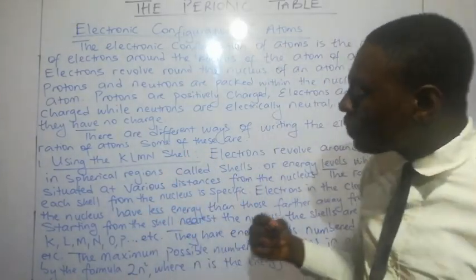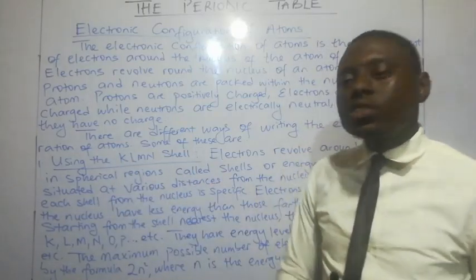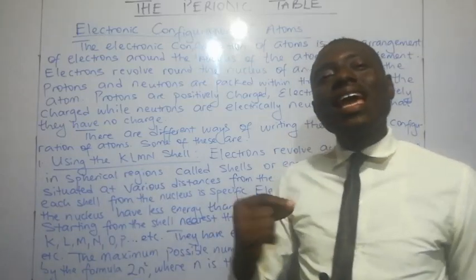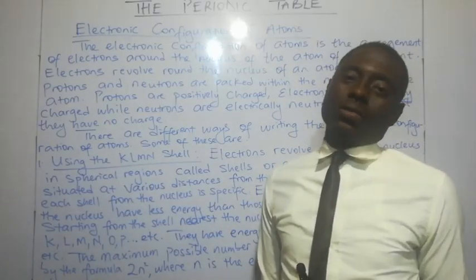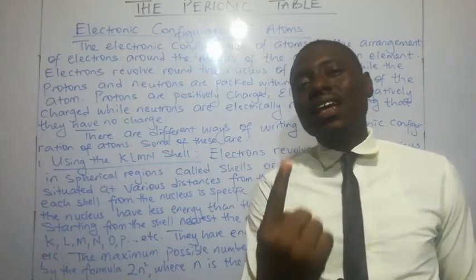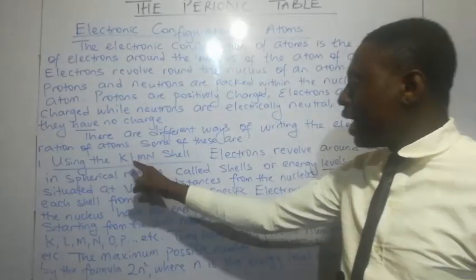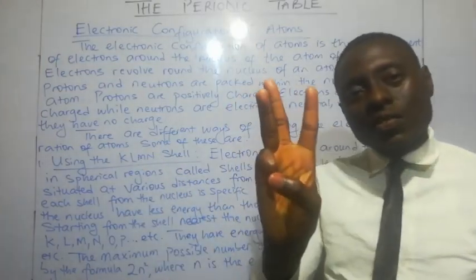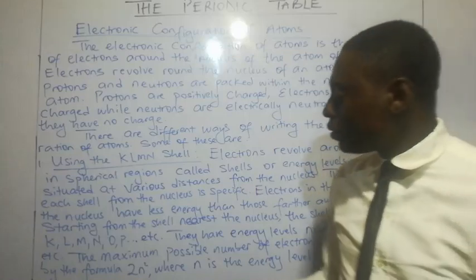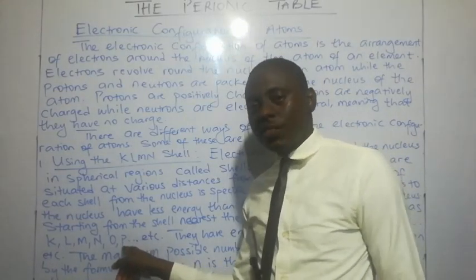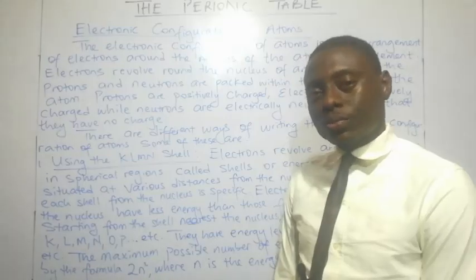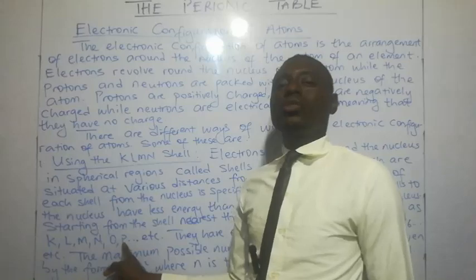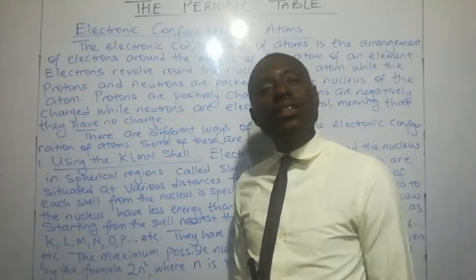So the first shell is K, the second shell is L, the third one is M, and it goes on like that. This K shell has an energy level of 1 because it's the first shell. The L shell has an energy level of 2. The M shell has an energy level of 3. Let me tease your brain: what will be the energy level of the P shell? Let's count together: 1, 2, 3, 4, 5, 6. So the energy level for P is 6.